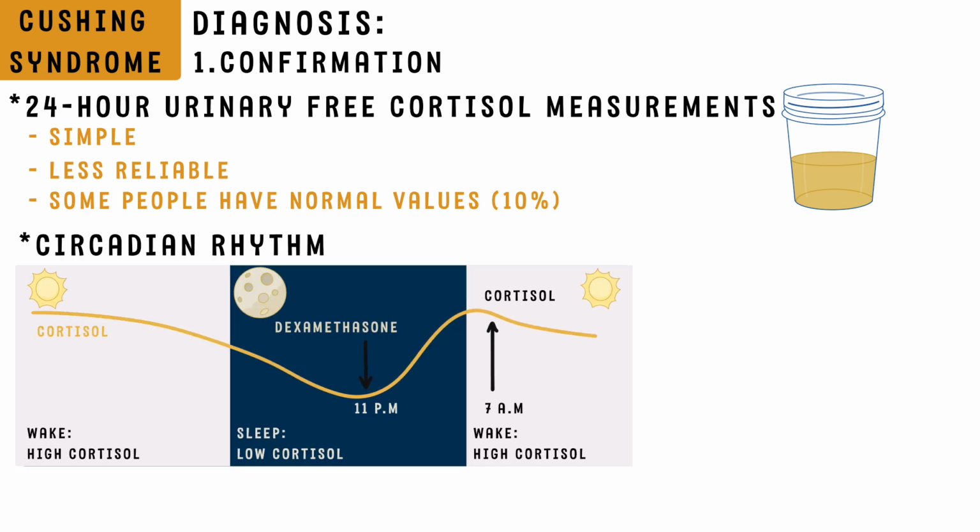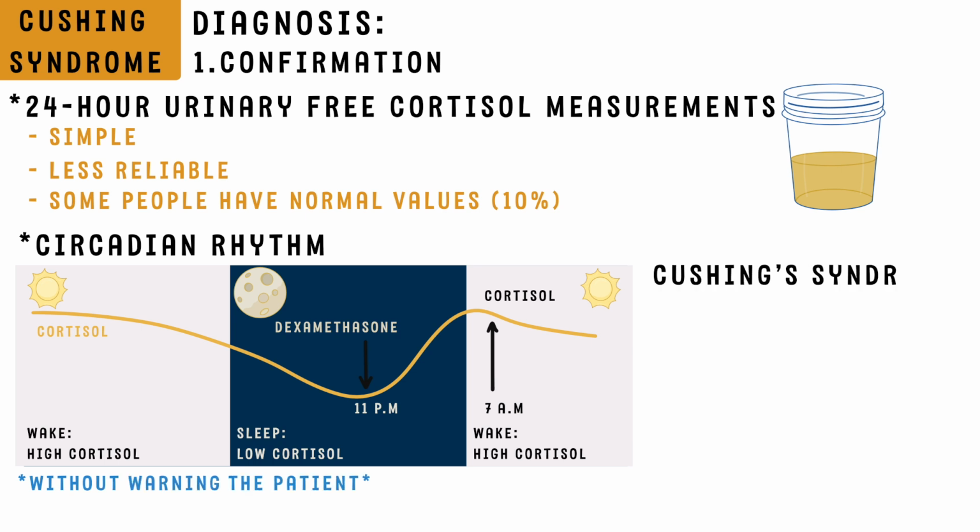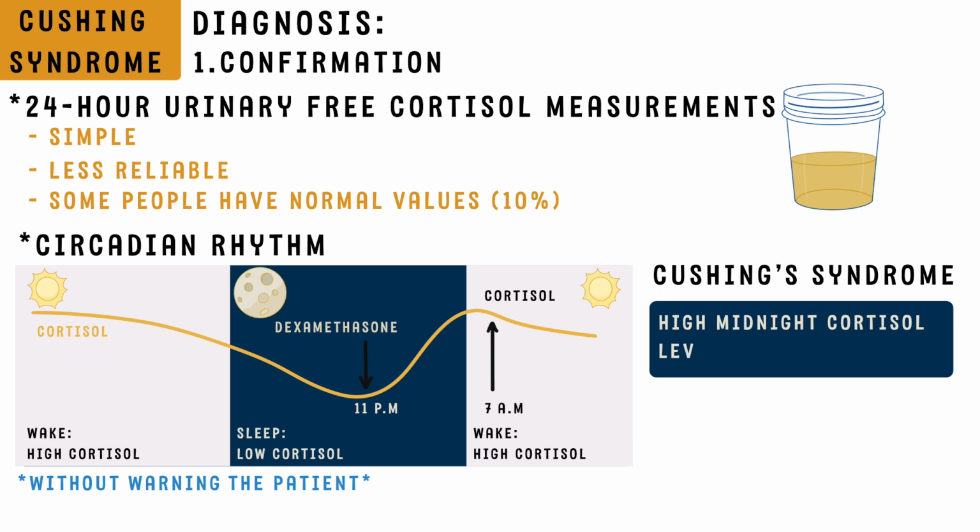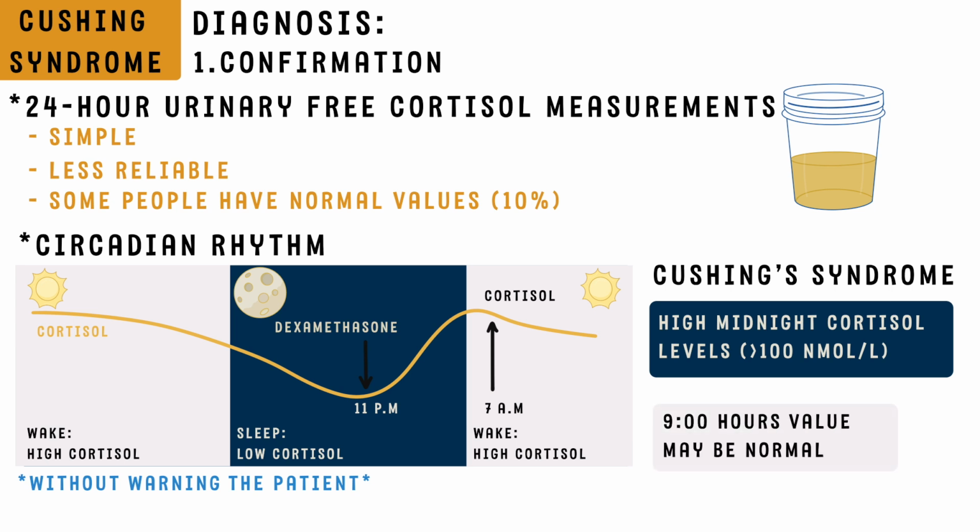Third is circadian rhythm. After 48 hours in hospital, cortisol samples are taken at 9 a.m. and midnight without waking the patient. Normal subjects show a pronounced circadian variation. Those with Cushing syndrome have high midnight cortisol levels, more than 100 nanomoles per liter, though the 9 a.m. value may be normal. Midnight salivary cortisol collected at home gives the same information more simply where the assay is available.